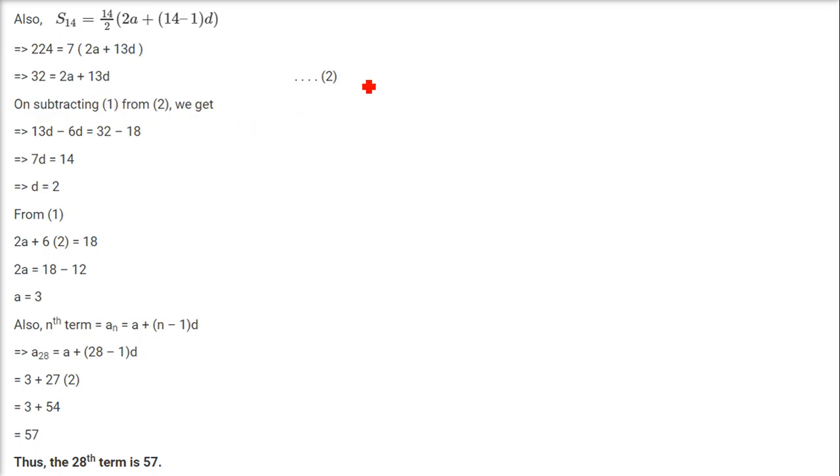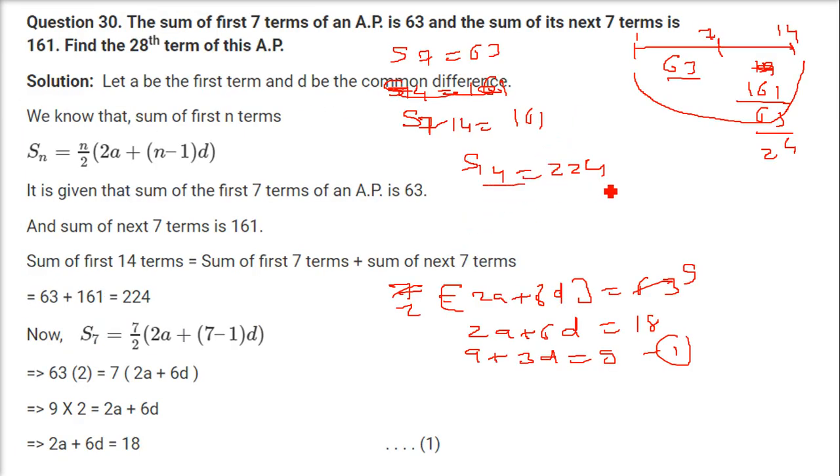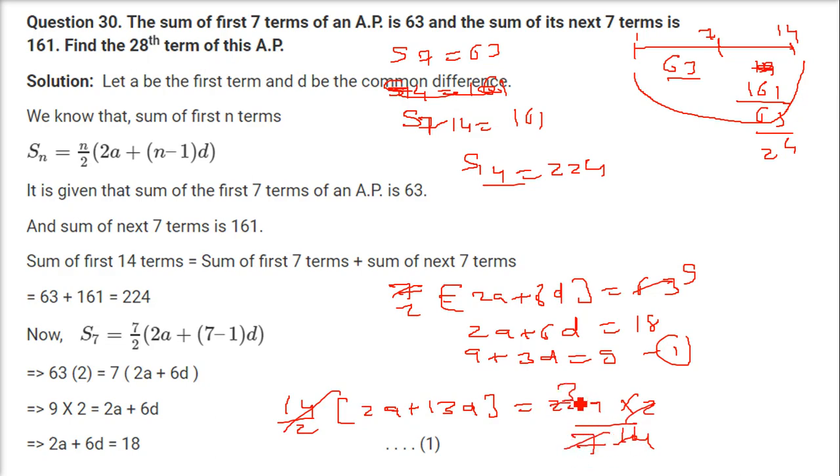Now let us come to the second equation. S14 is 224. So S14, that is 14 by 2, 2a plus 14 minus 1 is 13d, equal to 224, right? So you can just take 2 by 14. 2 7s are 14, and 7 3s are 21, 7 2s are 14. So 2a plus 13d equal to 32. Now you just keep it like this. I could change it to a plus 3d, but I'm not getting anything here. So let it be 2a plus 6d equal to 18.